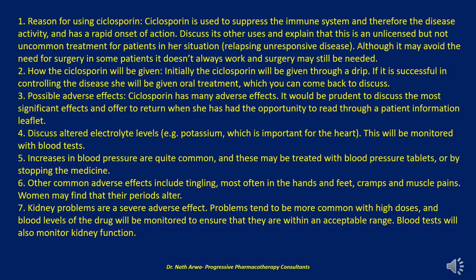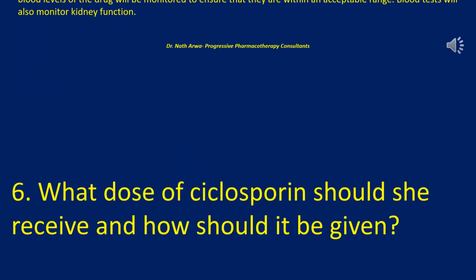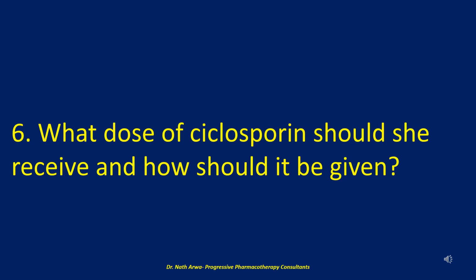7. Kidney problems are a severe adverse effect. Problems tend to be more common with high doses, and blood levels of the drug will be monitored to ensure that they are within an acceptable range. Blood tests will also monitor kidney function. Question 6 reads, what dose of cyclosporin should she receive and how should it be given?